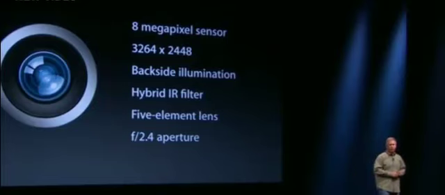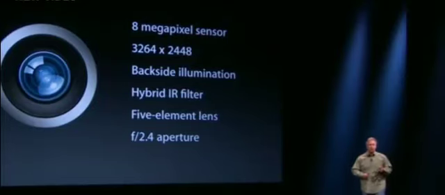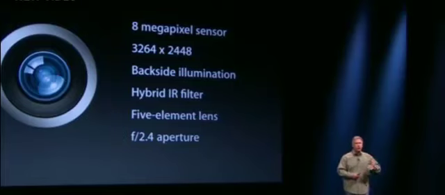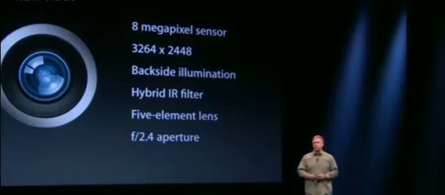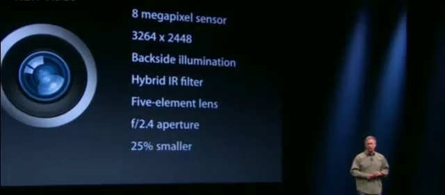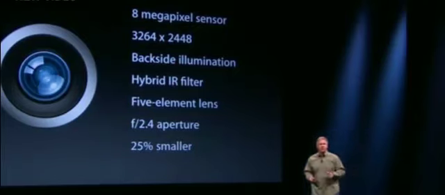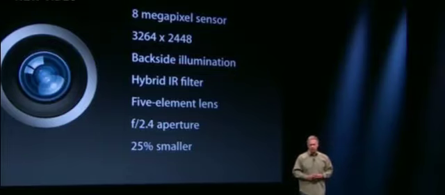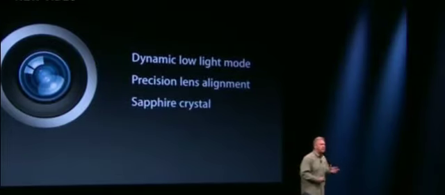And they've done that. They have built in an 8-megapixel sensor, 3264 by 2448, backside illuminated for great low-light performance, hybrid IR filter, 5-element lens, and a fast f2.4 aperture. All the things you loved about the iPhone 4S, now in a camera design that's 25% smaller. That was a huge undertaking. But they didn't stop there. They've enhanced this camera even further. A few of the examples of what it has now.